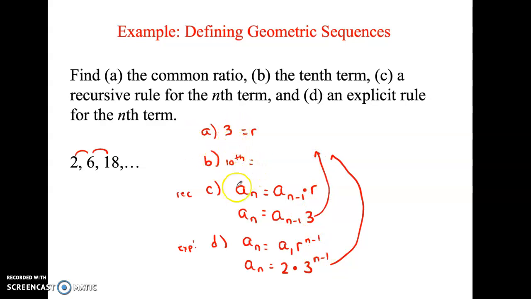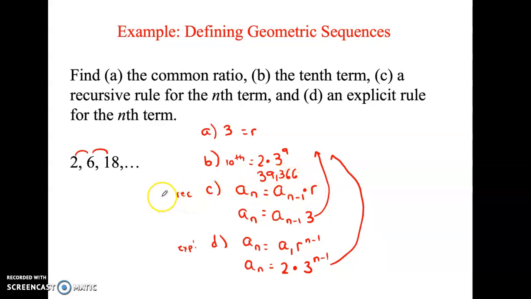So what we're going to do here is 2 times 3 to the 9th power, because n minus 1. And when you do 3 to the 9th power and multiply by 2, you do need a calculator for this, we're going to get 39,366. So no, I didn't do that in my head. I do have that written down from the calculator.